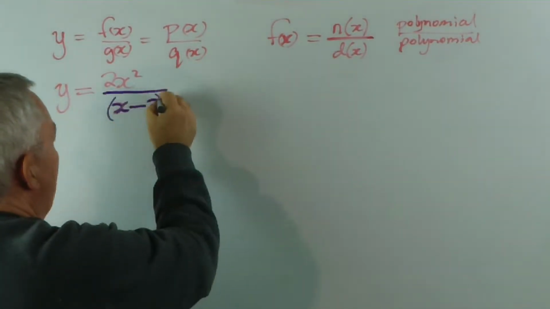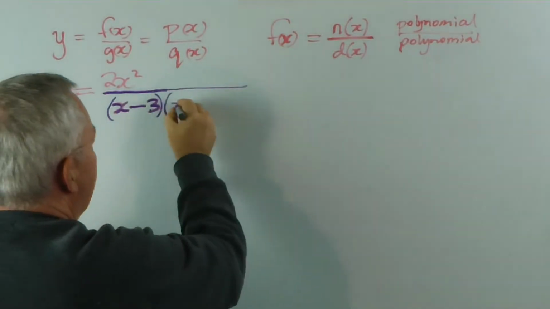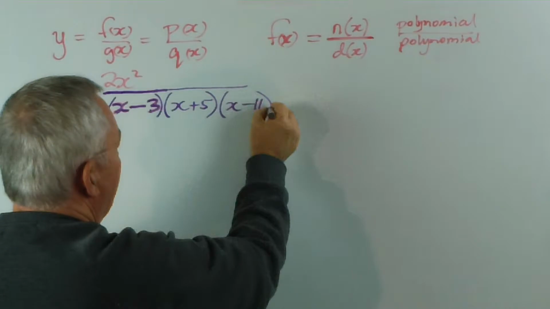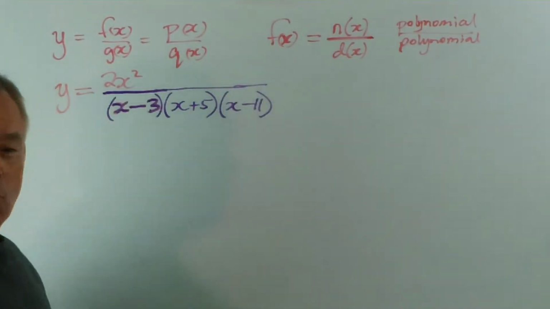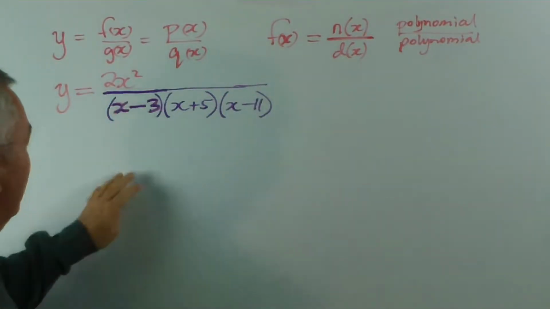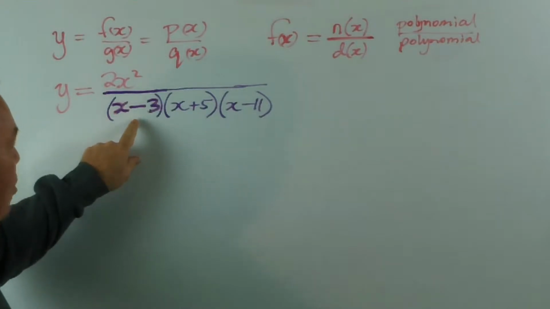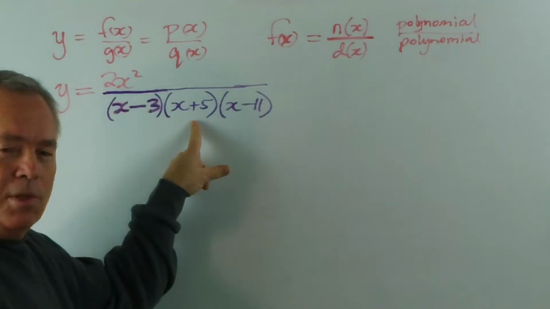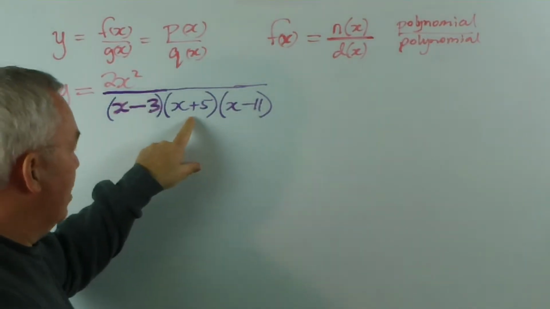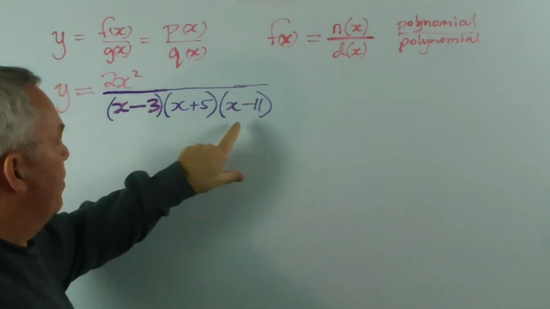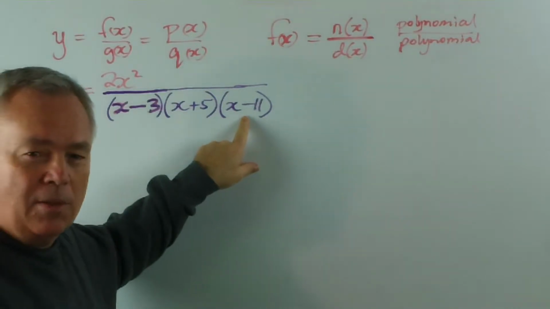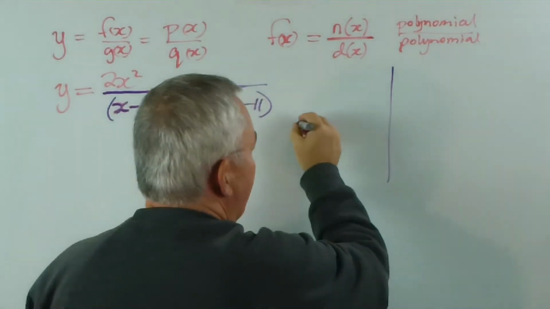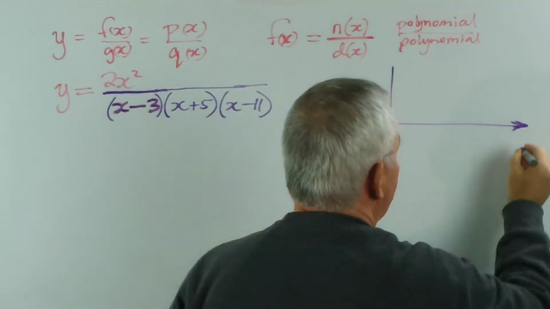If we made it a bit more complicated, we could have this. Now this would be a more complicated graph to draw, but you can see that we're going to have problems here when x is 3. Another problem when x is minus 5, because this would make this expression equal to 0. And another problem when we've got x equals 11. Which means this. Let me interpret it for you.